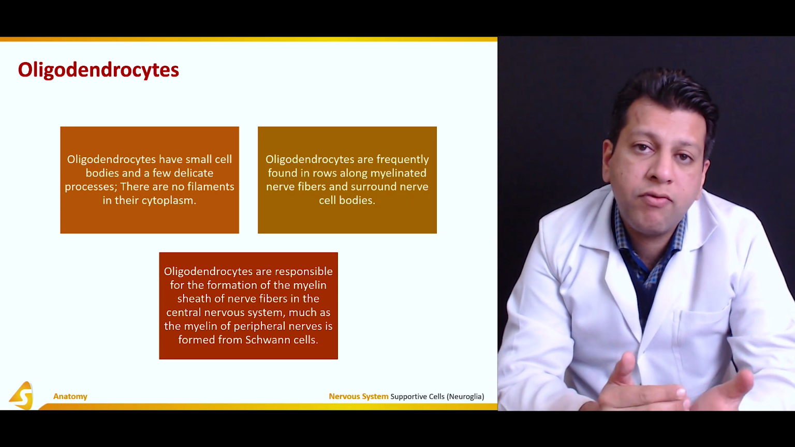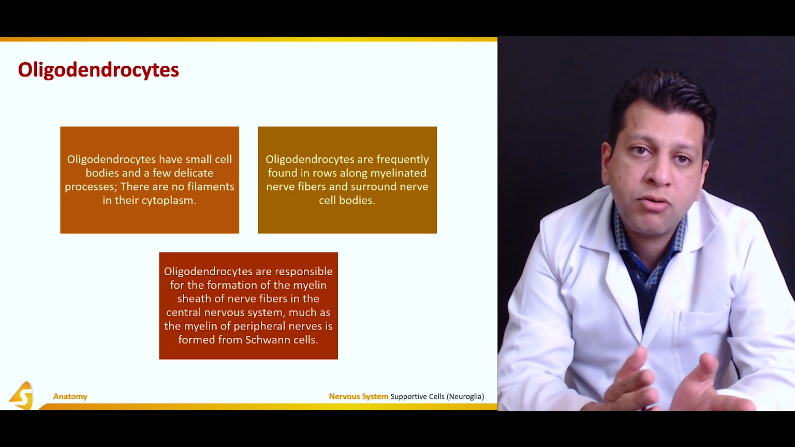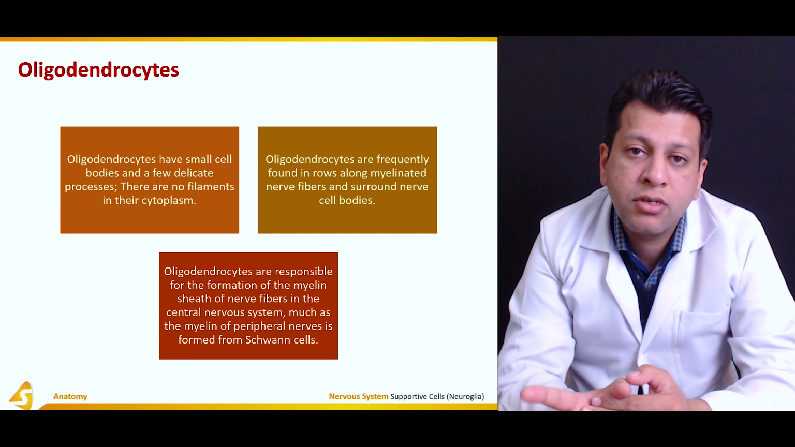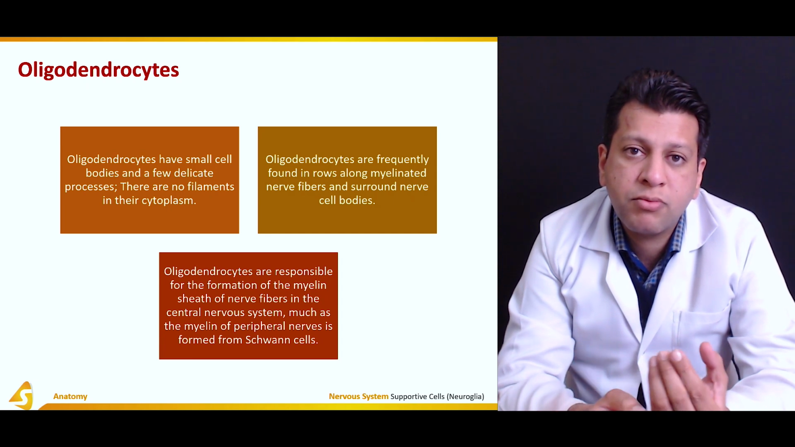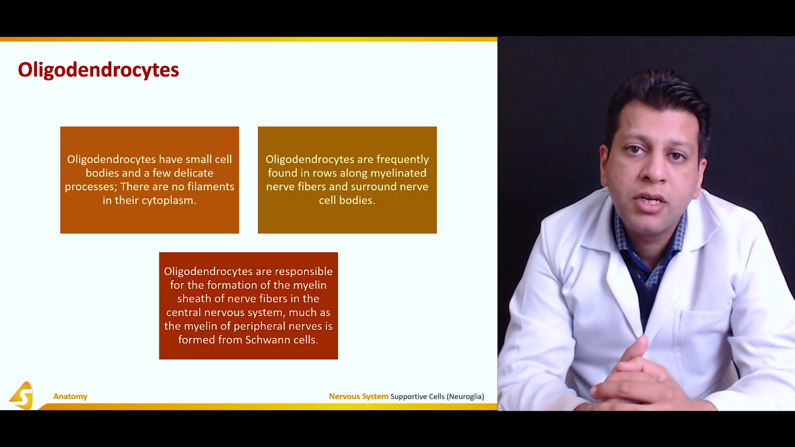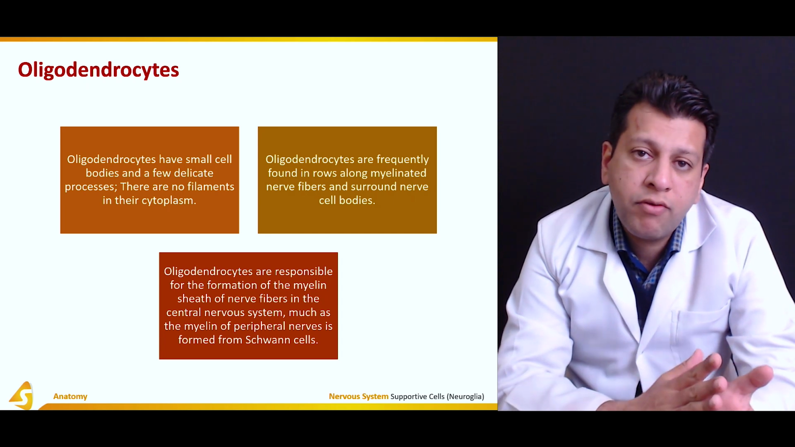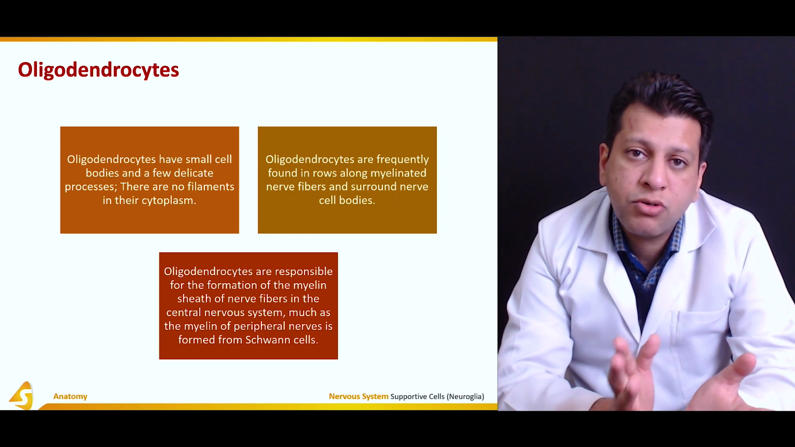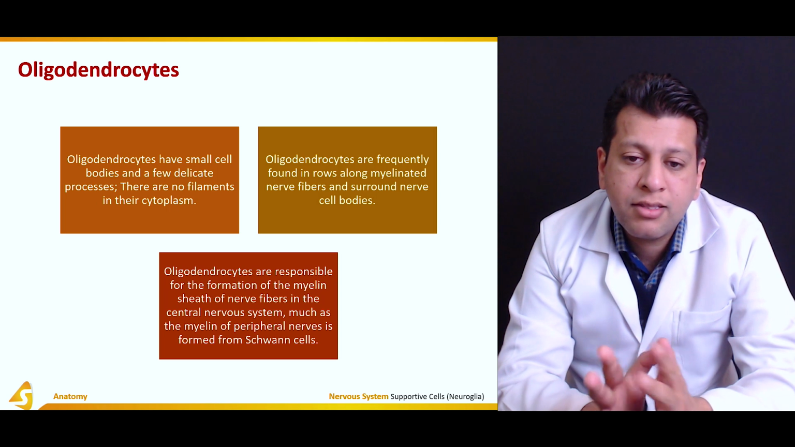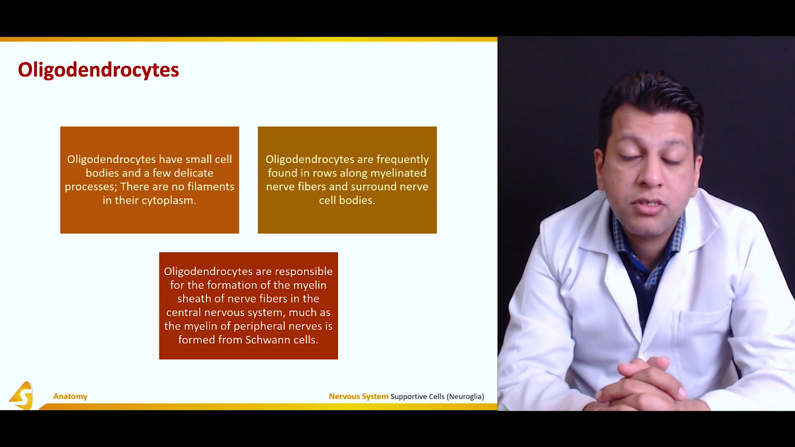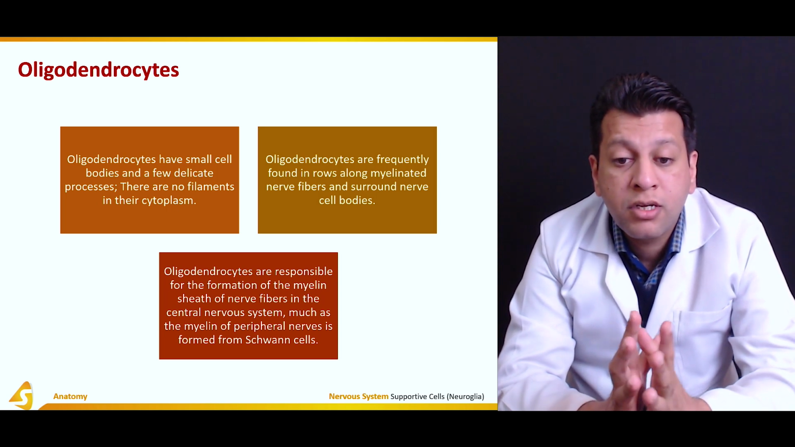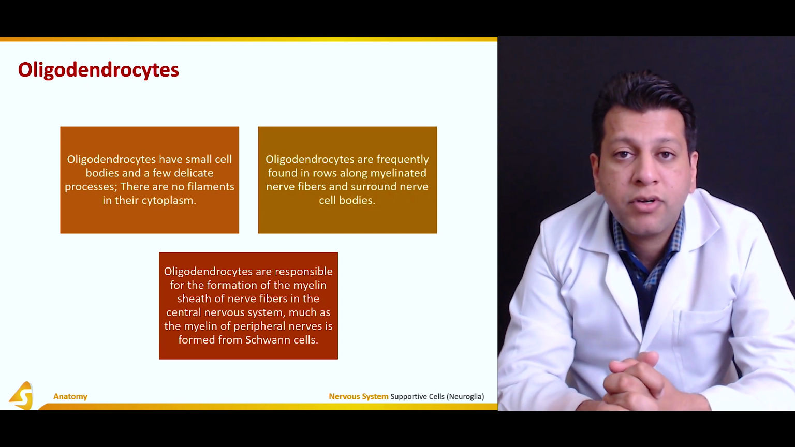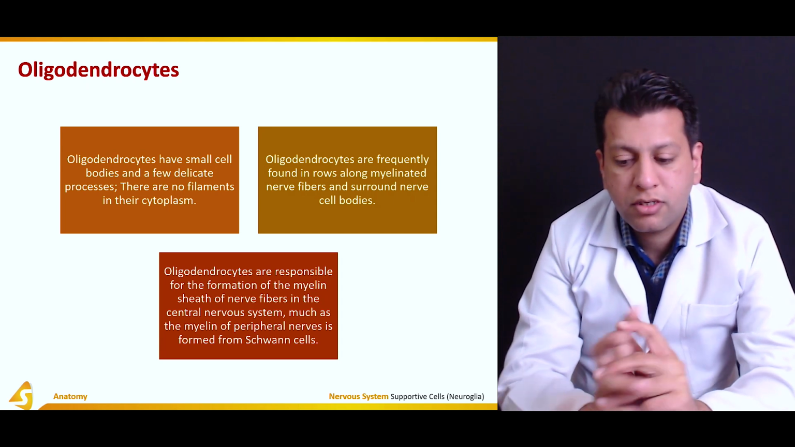As you know, in the peripheral nervous system, we just discussed how the spinal nerves come out to form the peripheral nervous system. The different plexuses were formed. The myelination of the peripheral nervous system was done by the Schwann cells. While in the central nervous system, which consists of the brain and the spinal cord, the major function of myelination is done by the oligodendrocytes.